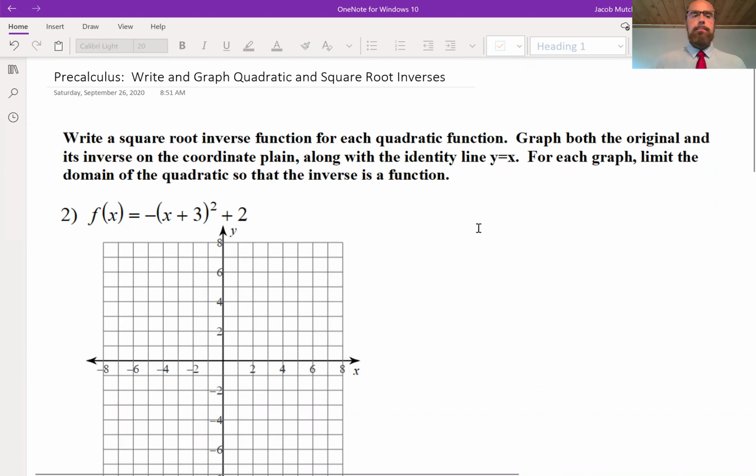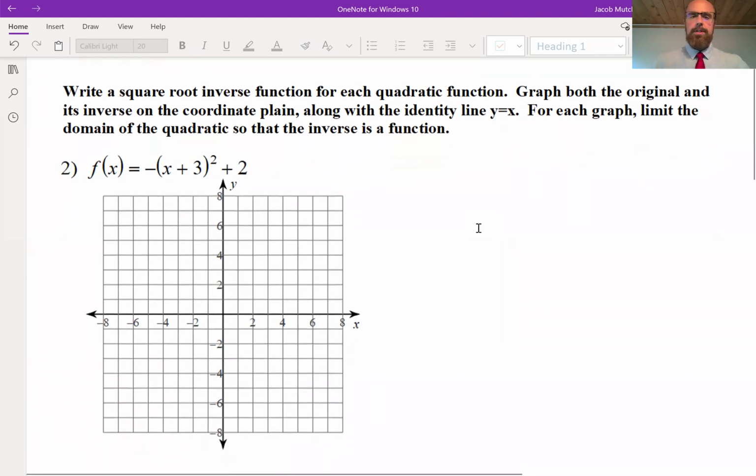So our first example gives us the instructions first to write a square root inverse function for the quadratic function. So we'll do that first. Once we have the inverse equation, we'll graph the original and the inverse on this coordinate plane with the identity line y equals x. And then we have to decide how we should limit or restrict the domain of the quadratic so that the inverse is a function.